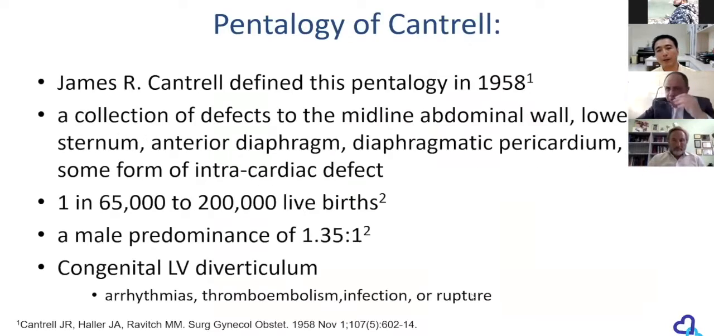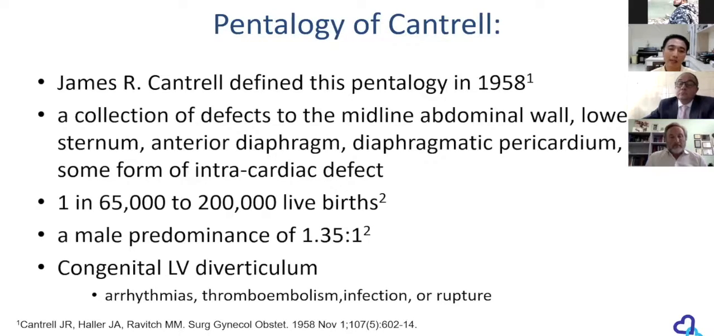So I just have one slide on Pentalogy of Cantrell. This was first described in 1958 by James R. Cantrell. It is a collection of a midline abdominal wall defect, usually omphalocele, and a lower sternal defect, anterior diaphragmatic and pericardial defects, and some form of intracardiac defect, most commonly VSD and tetralogy of Fallot. Also in India, you have a very similar case with diverticulum and also DORV with sub VSD. That patient actually went for LV diverticulum ligation first, followed by surgical repair later.